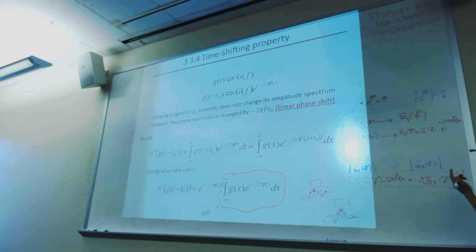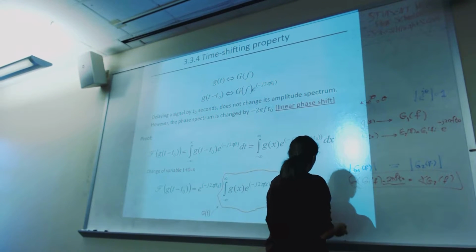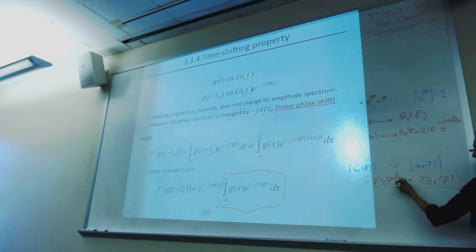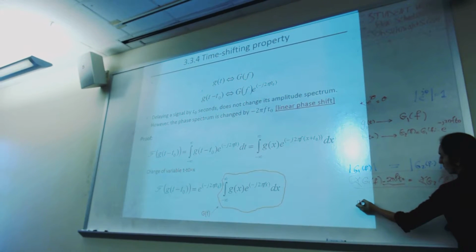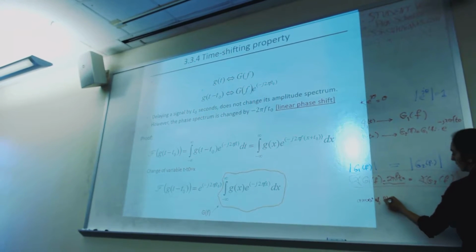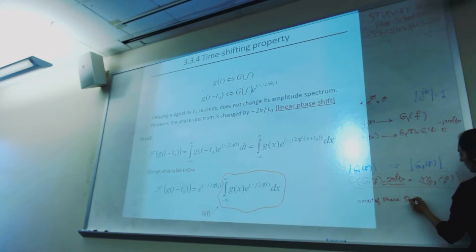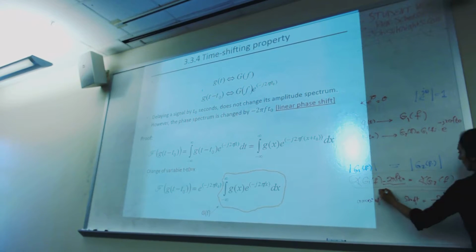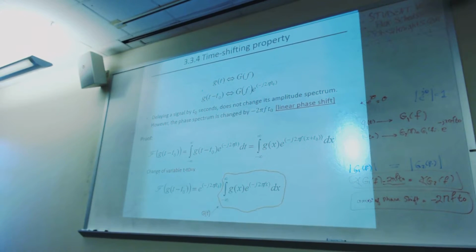But now, if you look at this phase, just remember this. The phase has been changed. The amount of phase shift is minus 2 pi f t naught. Is it a constant, or is it like... It varies with frequency. It varies with frequency.